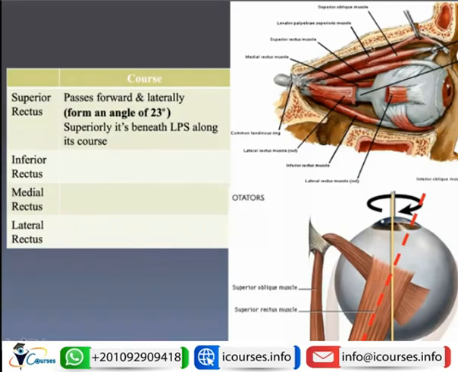So just below the roof of the orbit will be the vessels and the nerves. Then we have the levator palpebrae superioris. Then the superior rectus will be lying below it.